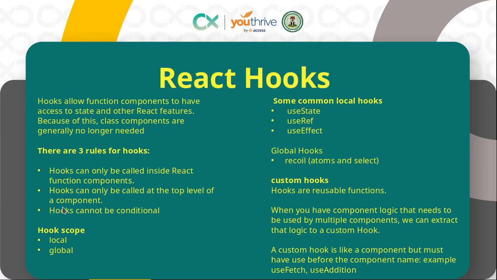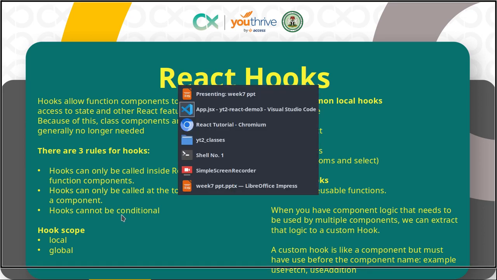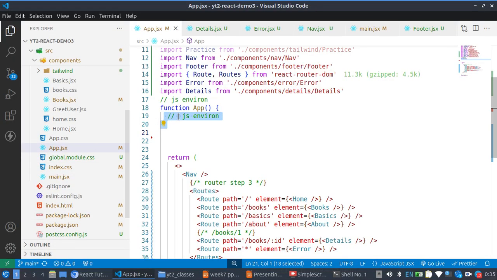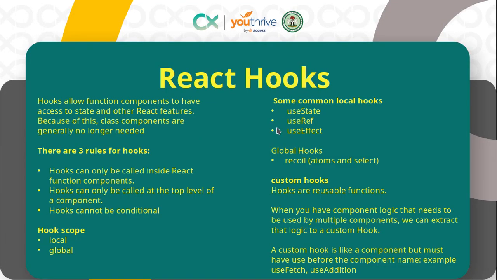Then hooks cannot be what? Conditional. You cannot say if something is true, then you call your hooks, else you don't call. So what it means is that when you are writing your hooks here, don't use any condition before it will be declared or not.